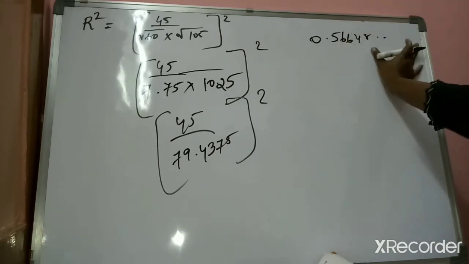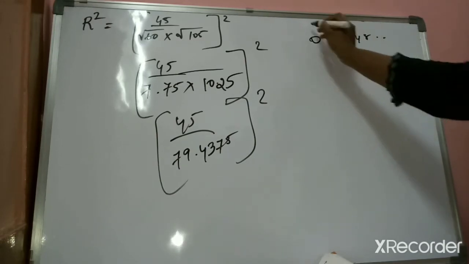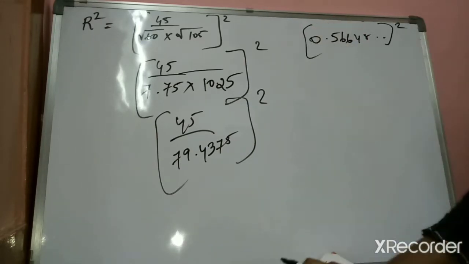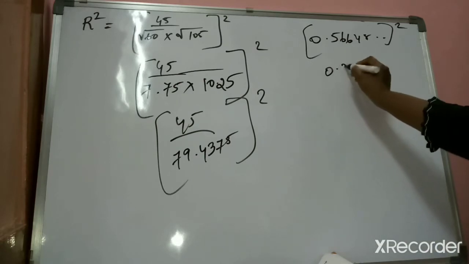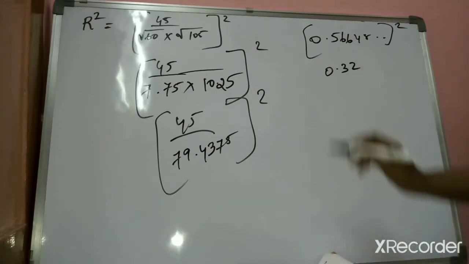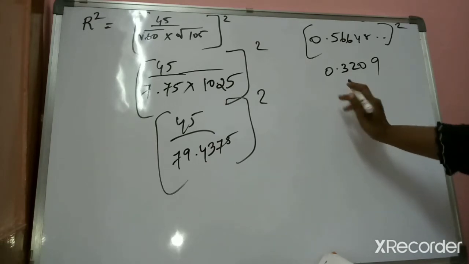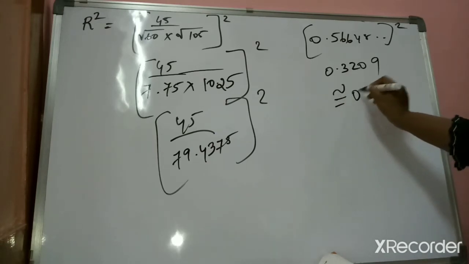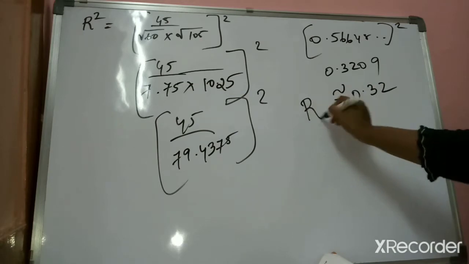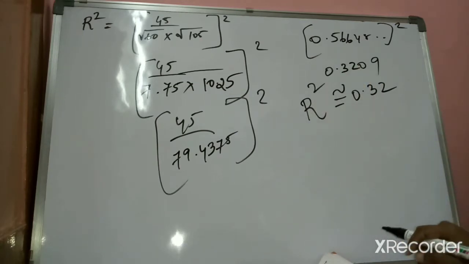Just take the whole number in your calci and then square it up. So after squaring it, you would get your answer as 0.3209, like this it is. So just take only 2 decimals. So yes, your answer would be like this, your capital R square. Clear with this?